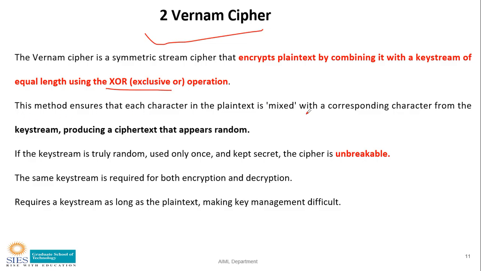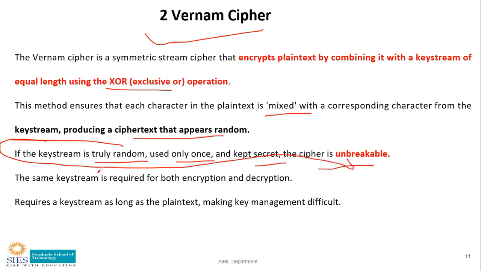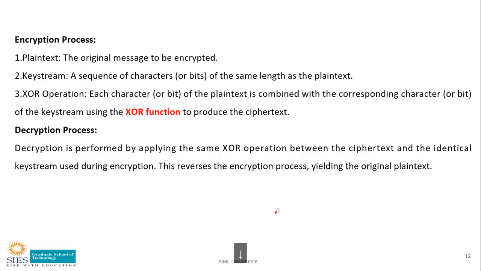This method ensures that each character in the plain text is mixed with the corresponding character from the key stream, producing ciphertext that appears random. If the key stream is truly random, used only once, and kept secret, this cipher is unbreakable, and when this condition is satisfied, it becomes a one-time pad. The same key stream is required for both encryption and decryption because the method is symmetric. It requires a key stream as long as the plain text, making key management difficult.